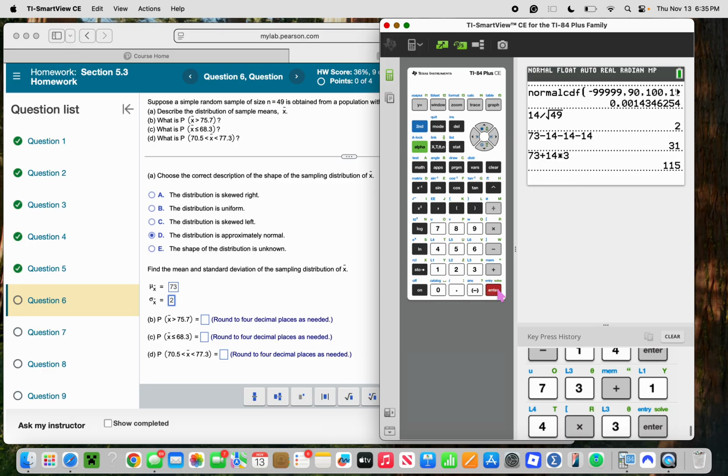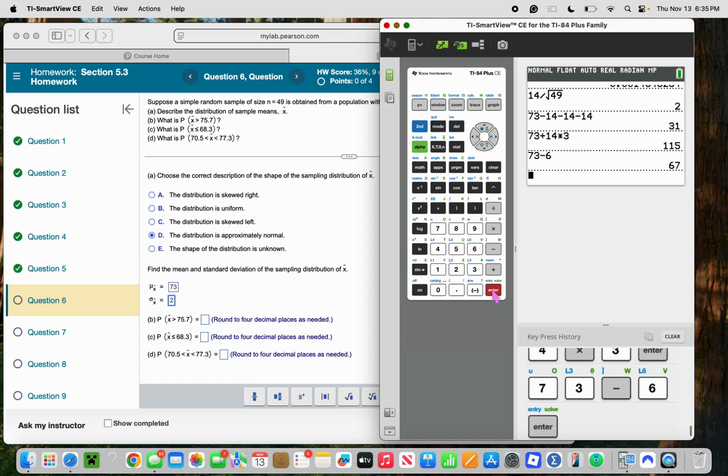And then in the sample, however, it shrinks the spread of that data because we have 2 times 3 is 6 from 67 to 79. So you can see it's a significantly smaller window that we're looking at. So now we're going to go to normal CDF.